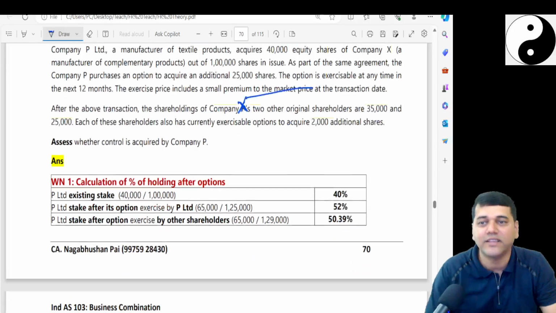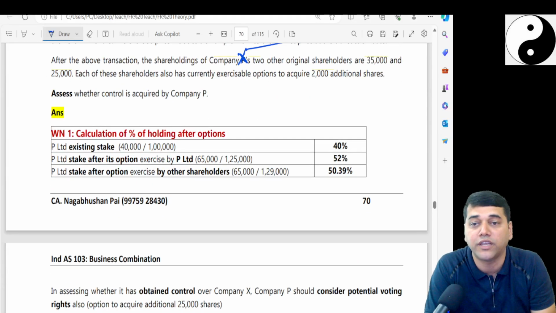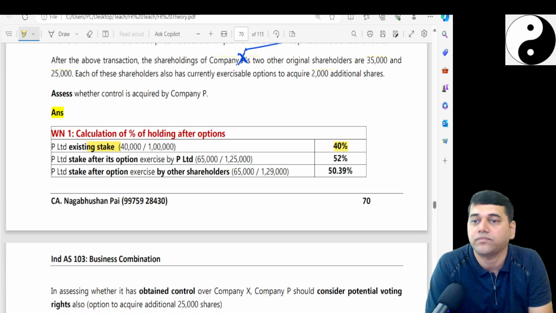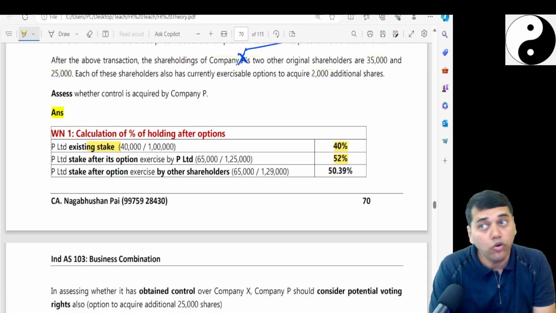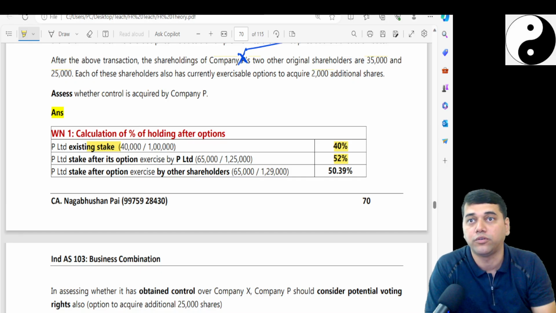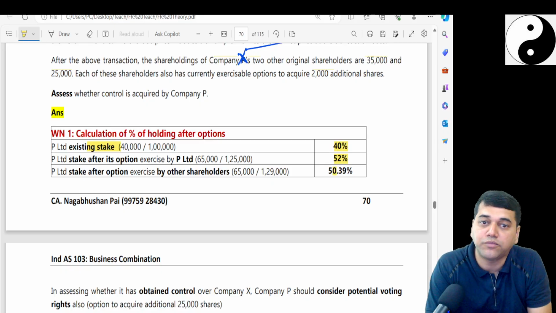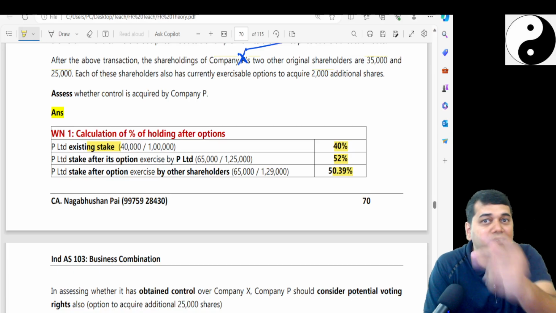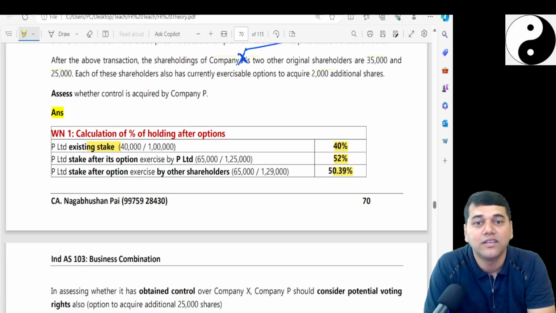Now how to write this examination answer? First you need to do one working note. You have to tell existing stake is 40%. And if you opt, then your stake comes to 52%. But when you opt, possibly they also may opt, no? So the other shareholders' stake comes to 30.39%. What if in examination they say that it is 2,500, 2,500? Then your entire answer is going to change.